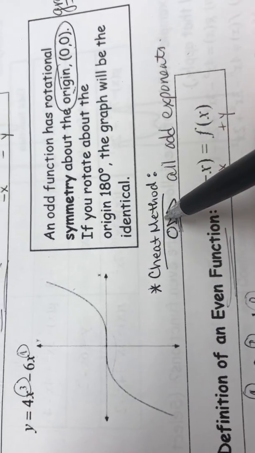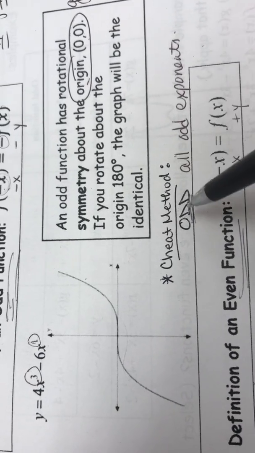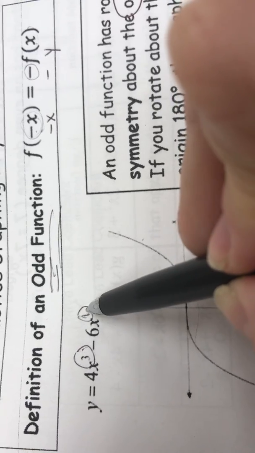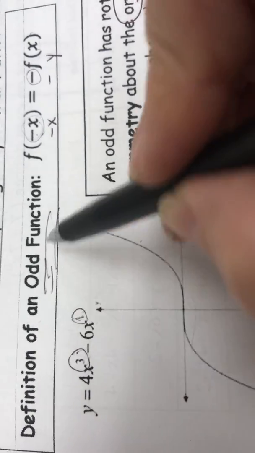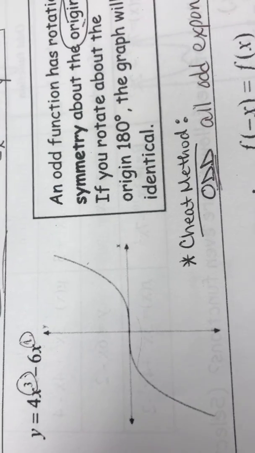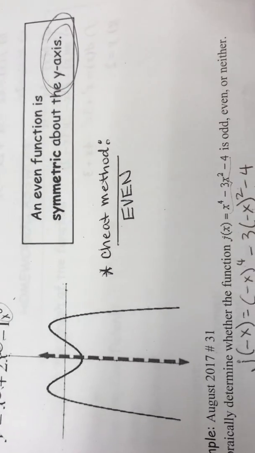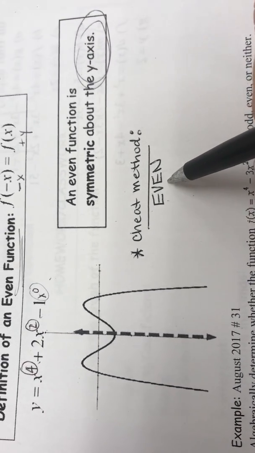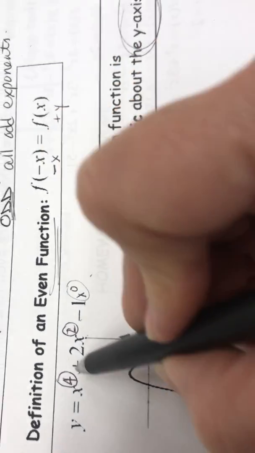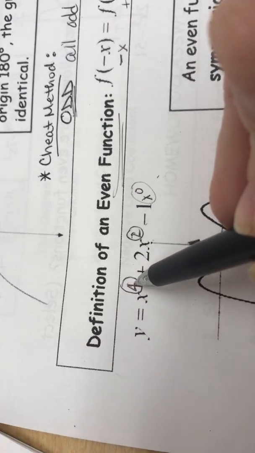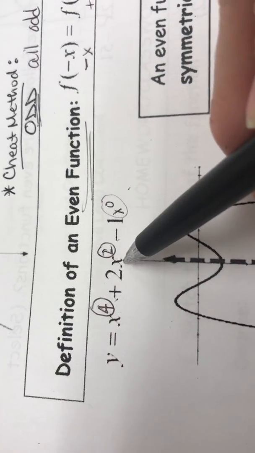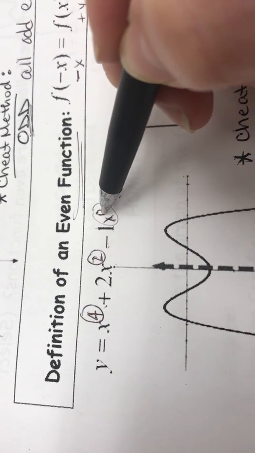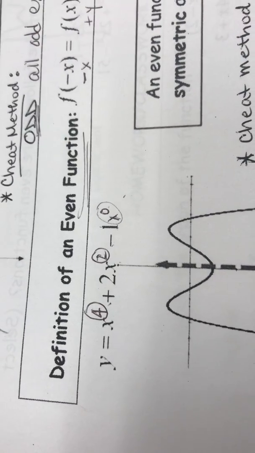The cheat method is, if it has all odd exponents, it's odd. So look at this. It has a cube and a 1. 1 and 3 are both odd, therefore it's an odd function, okay? Even functions, same cheat, only this time they will have to have even exponents. So this is an x to the 4th, which is even, an x to the 2nd, which is even, and then the 1 really has an x to the 0, and that's also even, okay?